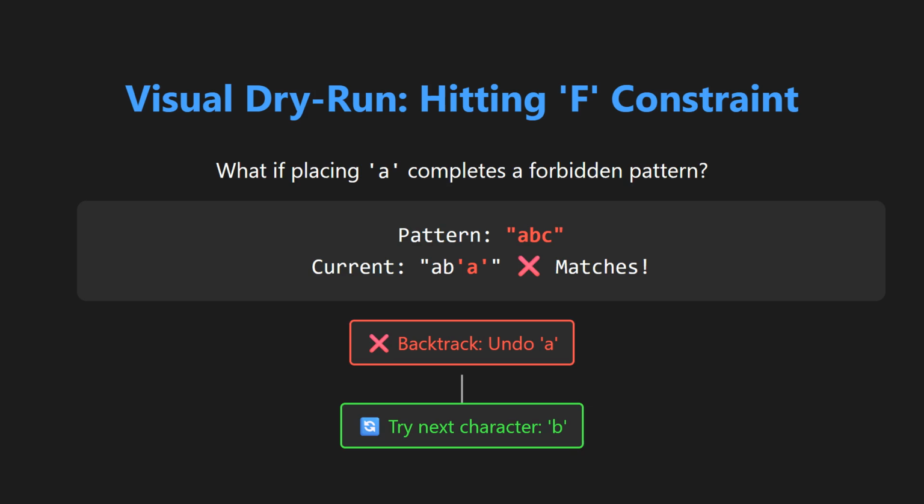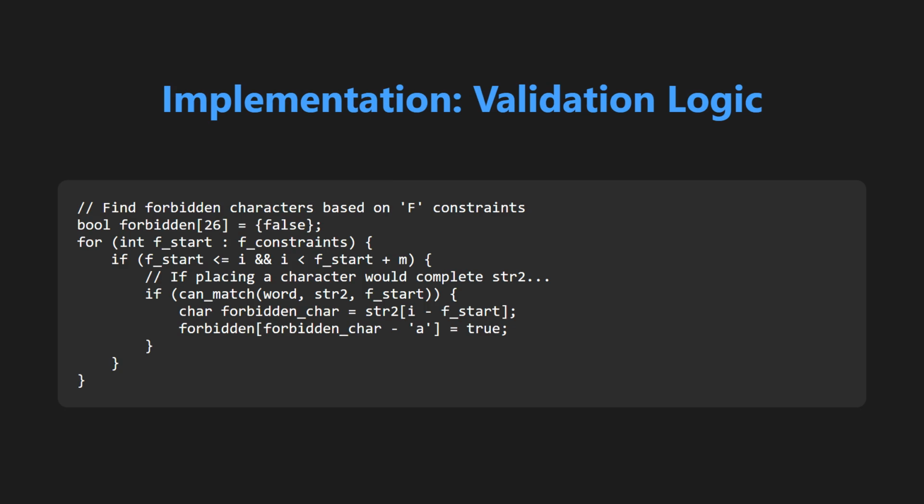Now let's look at the implementation. First, we need a way to validate our choices. We build logic to check for forbidden characters. For a given index, before placing a character, we iterate through all F constraints that overlap with this index. If placing a character would complete a forbidden pattern, we mark that character as forbidden and skip it.